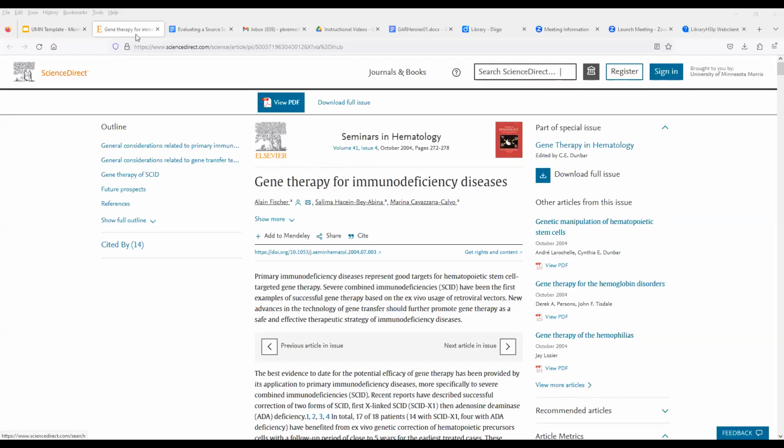Take a look at this scholarly article about gene therapy from 2005. Gene therapy is a science field that changes quite rapidly. It would be a good idea to find a more current article on the topic.